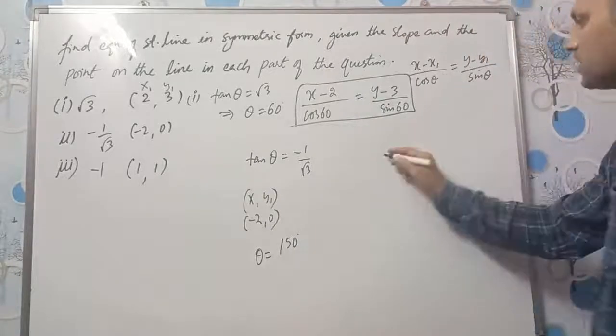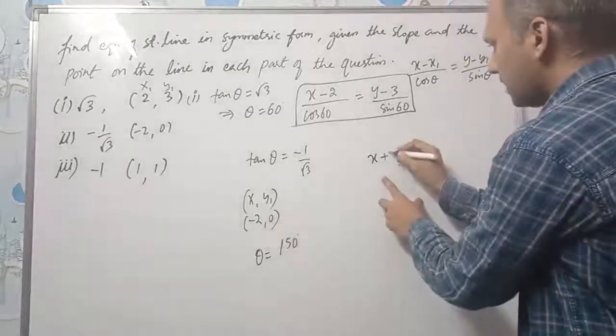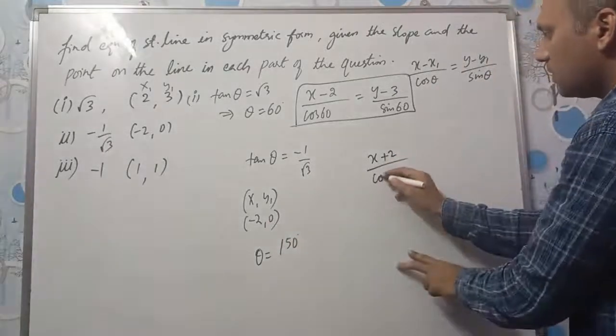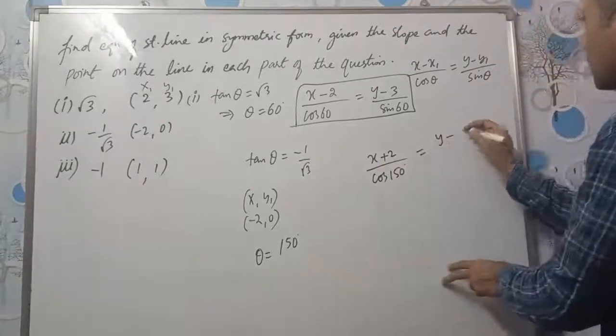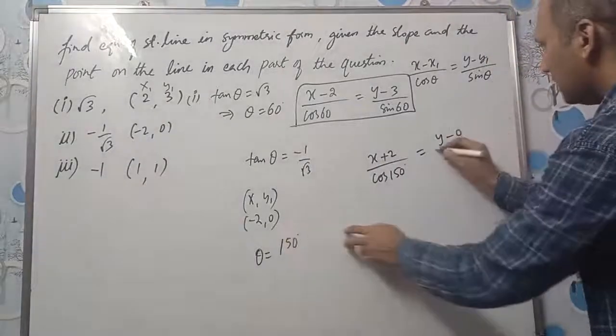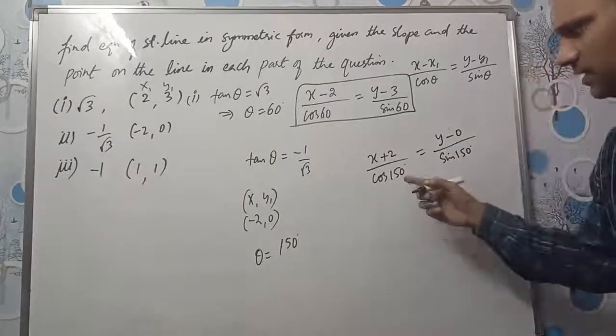So we need to substitute it here. x minus x1. x1 is how much? Minus 2. So minus of minus 2 will become plus 2, divided by cos 150 degrees, is equal to y minus y1, 0, divided by sin 150 degrees. Okay, we can write this in terms of pi also.